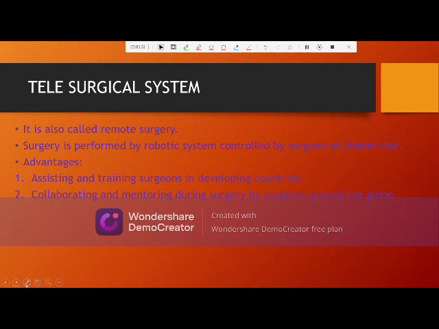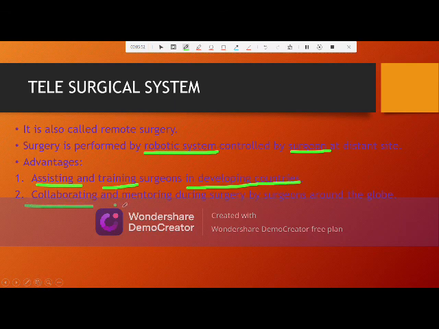Now next, telesurgical system. It is also called remote surgery. Surgery is performed by a robotic system controlled by a surgeon at a distant site. Advantages: assisting and training surgeons in developing countries, collaborating and mentoring during surgery by surgeons around the globe.